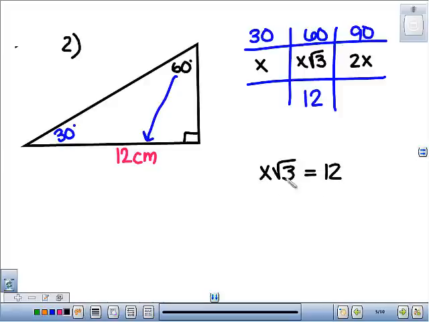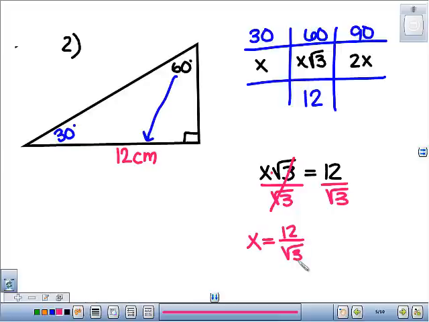Now to solve this, it's algebra. This right here is being multiplied, so to get rid of the square root of 3, you're going to divide. So divide by square root of 3, and that cancels it out. You have your x by itself. So x is 12 divided by square root of 3.